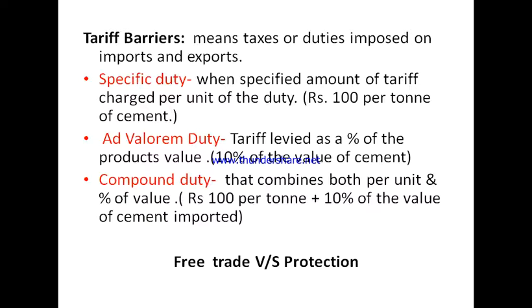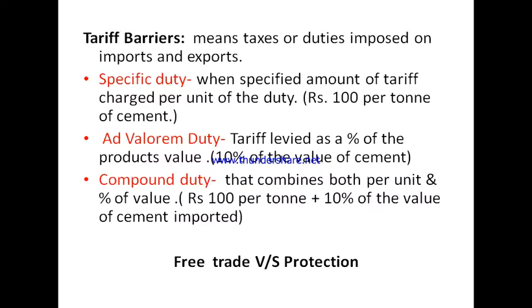Like your tariff barrier. Basically, tariff barrier means you are imposing taxes, you are imposing duties on import and export to control the export or import. We have a specific duty. Specific duty means when a specified amount of tariff is charged per unit, like rupees 100 per ton of cement, then it is called a specific duty.